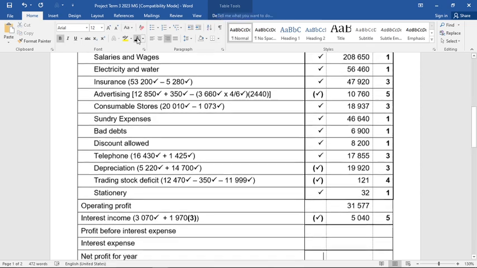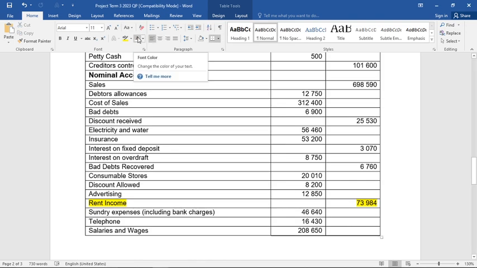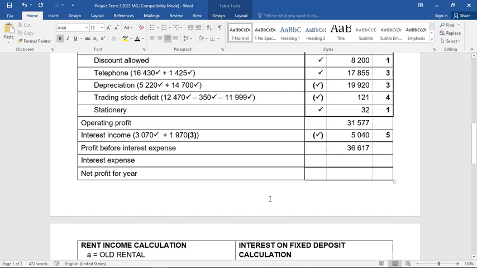Great. The last few lines of our income statement speak of profit before interest expense, which is simply the 2 lines above it added together. Interest expense, we haven't had to deal with, but looking at our list of figures, interest on overdraft is an interest expense. It would have gone to the note number 2, interest expense, but because we're not asked for that note, we can simply put the 8750, yes, in brackets because we're subtracting, and therefore, after all that, our net profit for the year is 27,867.